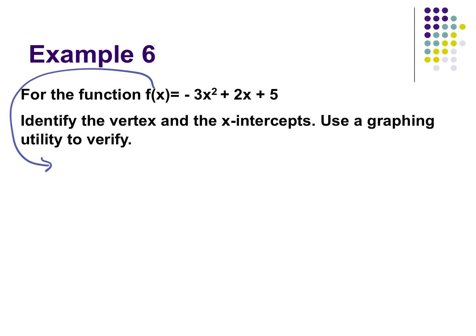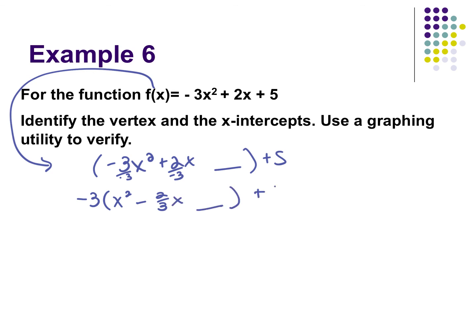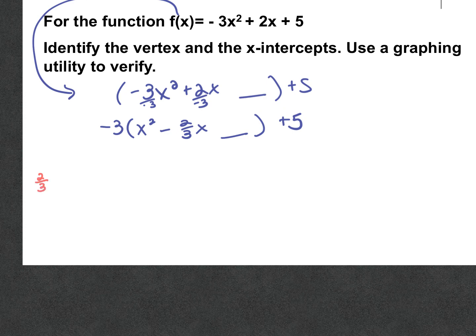So I'm going to complete the square on this: -3x squared plus 2x, leave the space, plus 5. Now what? Take out a -3, x squared. So it gets divided from this and from this, which means it's -2/3 x. Now I take my 2/3, divide it by 2, which is the same thing as multiplying by a half. I get 1/3. And then square it, and I get 1/9.